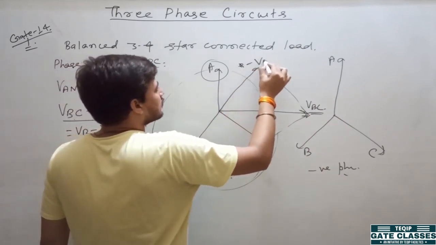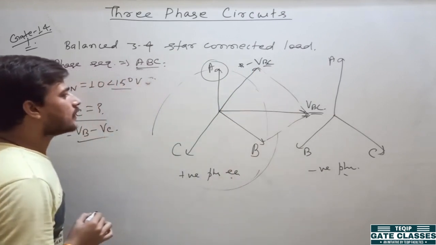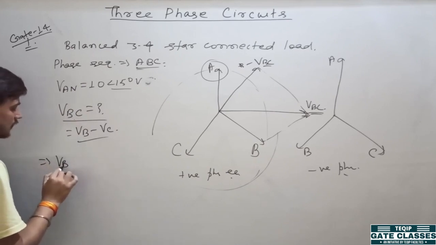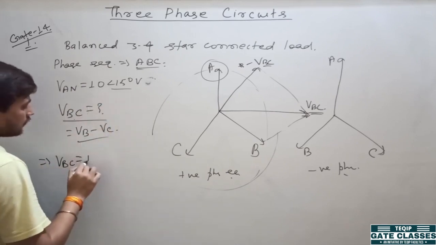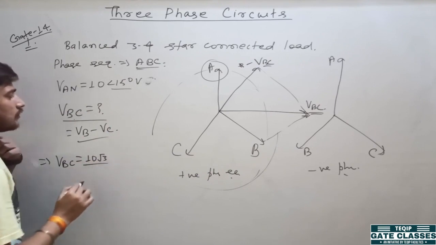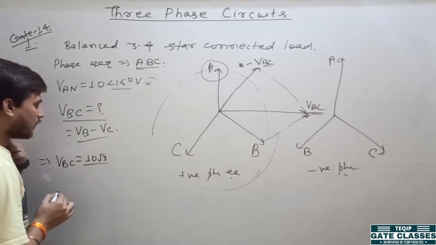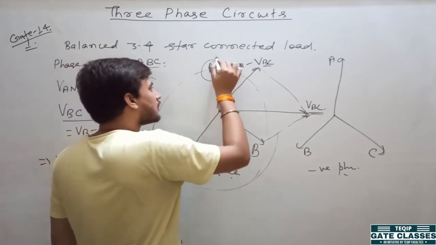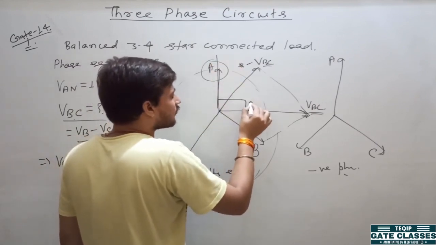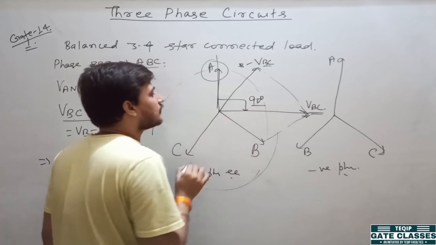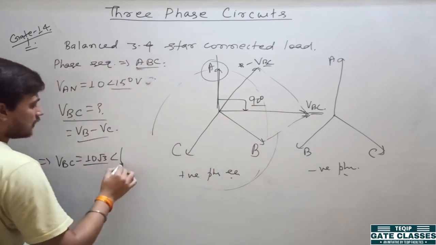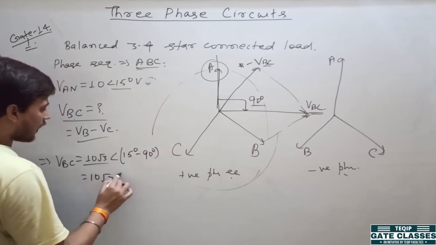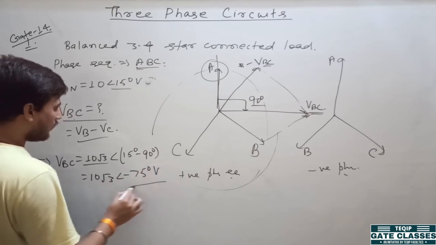Then you have to write the angle and magnitude. So magnitude will be how much? It is already a balanced system. So VBC will be written as 10 root 3, because line voltage is equal to root 3 into phase voltage in star connected system. Now you have to write the angle. So what do you see? If VA is at the angle 0 degree, then VBC is at the angle of minus 90 degree. So if it is at 15 degree angle, here it will be 15 degree minus 90 degree. So here it will be 10 root 3 at the angle minus 75 degree volt.